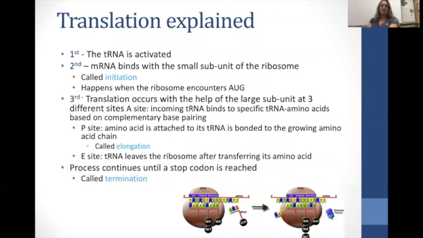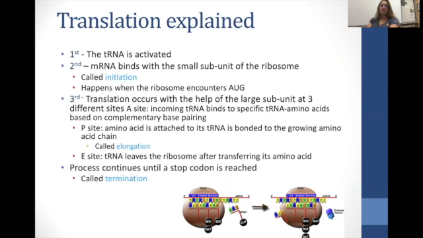The first step, the tRNA is activated. The second step, the mRNA binds with the small subunit of the ribosome. We call this initiation. We are initiating the process of making your protein. Happens when the ribosome encounters AUG. AUG, or methionine, is always the first codon that allows for the building.